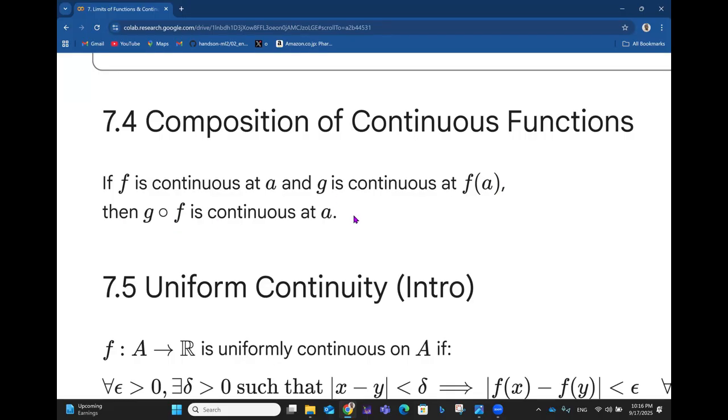So we are saying that if a function f is continuous at x equals a, and a function g is continuous at f of a, then the composition of g with f, that's g of f of a, or g of f, is continuous at that a. So that's basically the idea of composition of continuous functions.